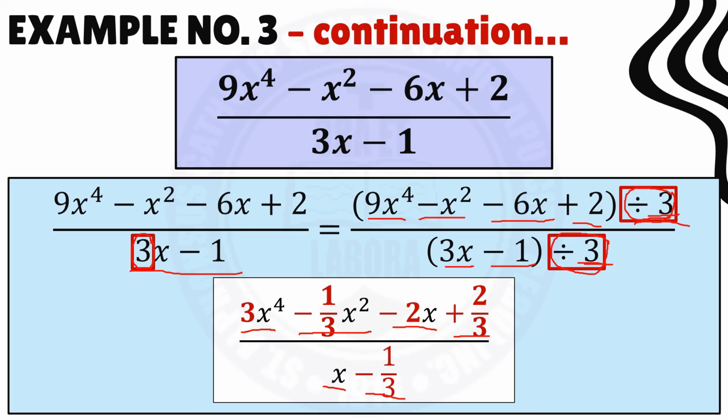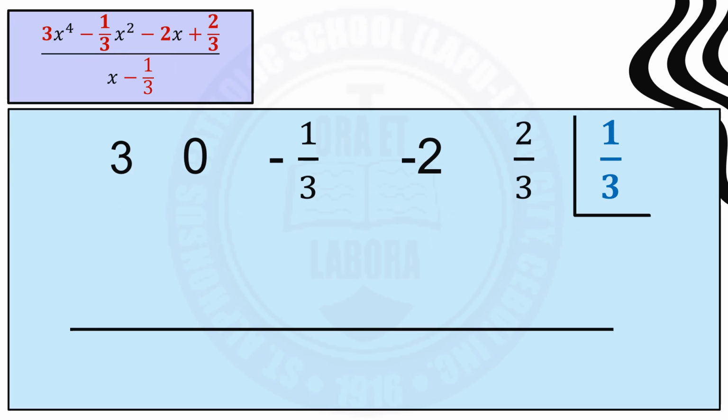And we will be using this part here. So we have here 3x raised to 4 minus 1/3 x squared minus 2x plus 2/3 divided by x minus 1/3. So as you have noticed, there is a missing term of x cubed, therefore we are using 0 as our placeholder. Then 1/3, this will be the value of c. Then copy 3. 3 times 1/3 is 1.